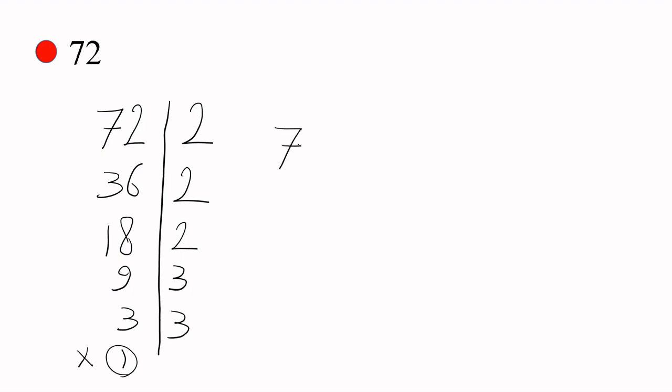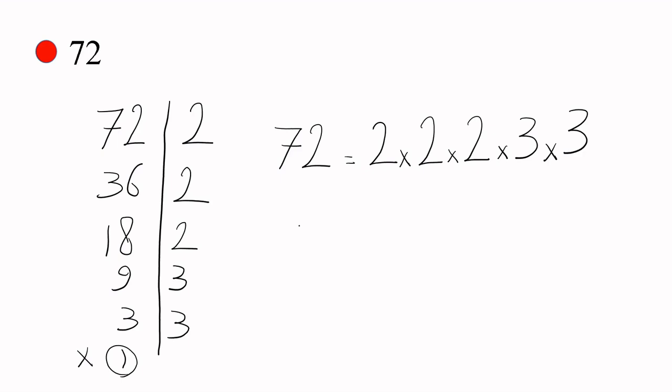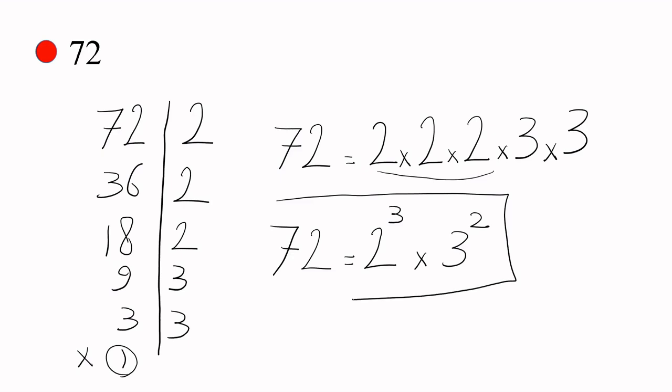Now I can write 72 as, look at the first number, 2, times the second number, 2 again, the third number, 2 again, the fourth number, 3, 3 again this time, and the last number, 3. Or I can write it as 72 equals, how many 2's do I have here? Look, 3. So 2 to the power of 3 times 3 to the power of 2. And this is the prime factorization of 72. Look at the next example.